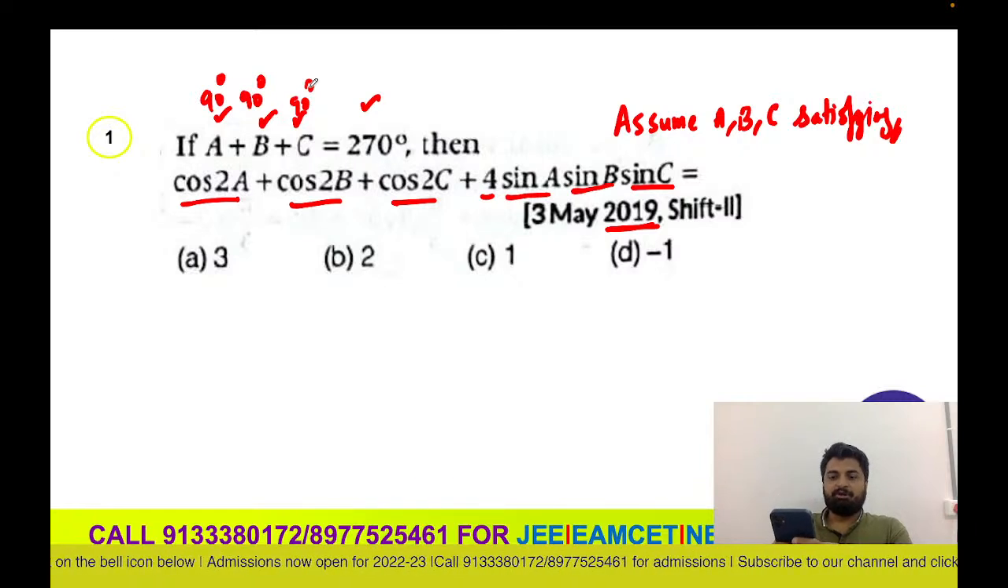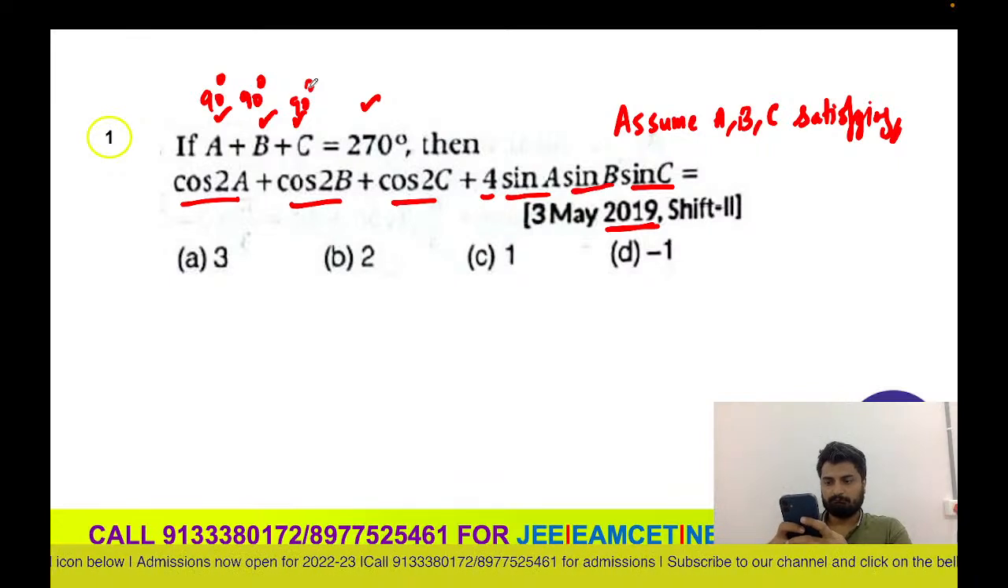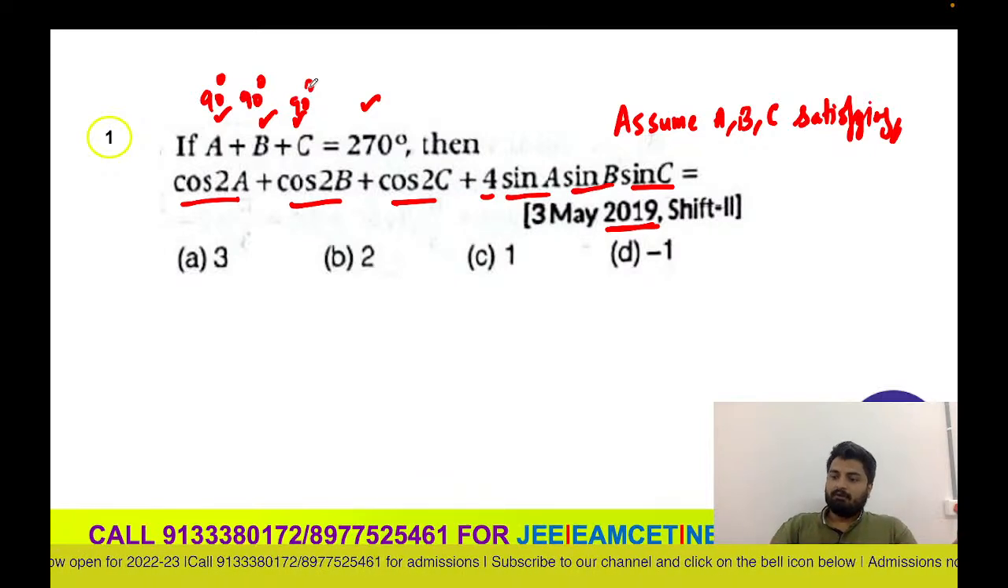So this is how you need to do it. I hope all of you are following. Can I have some comments, please? Okay, so we are giving A value 90, B value 90, C value 90 and substituting here.